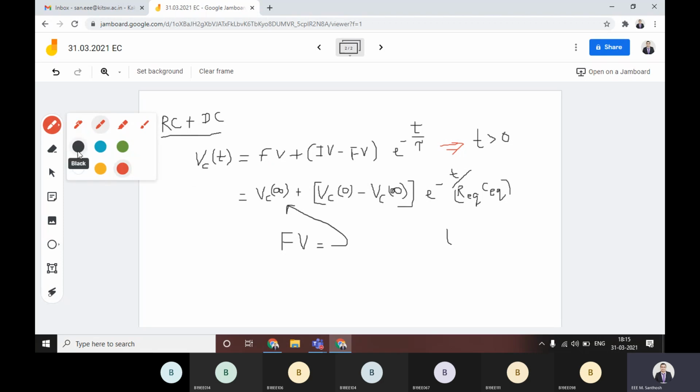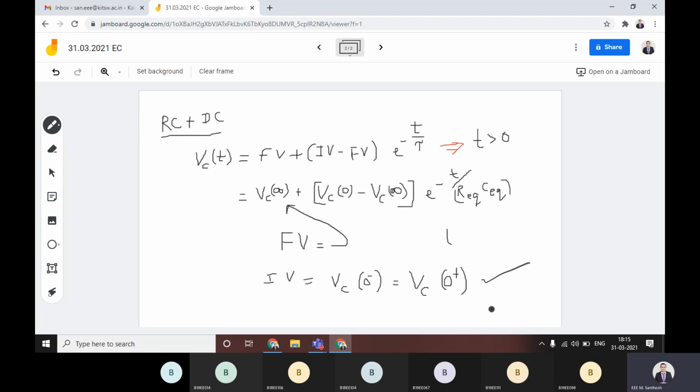Whenever you want to calculate the initial value, previous case also we calculated like this: Vc of 0 minus, first we are calculating, then Vc of 0 minus will be equal to Vc of 0 plus, as simple as that. Okay, this will give initial value. Previous case also we did this way.